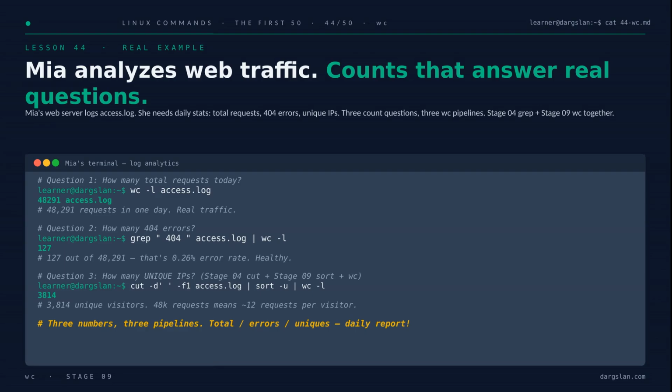Third, how many unique visitors? She cuts the first field, pipes through sort -u to dedupe, then wc -l counts them: 3,014. Three real questions answered in three short pipelines.